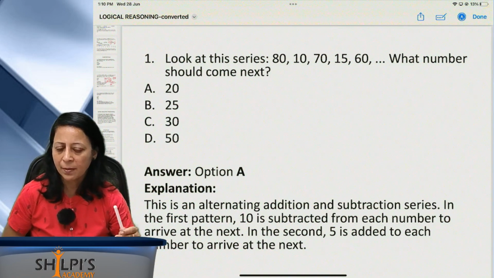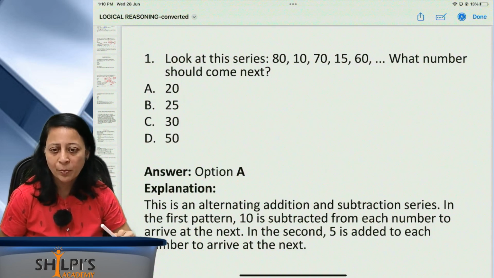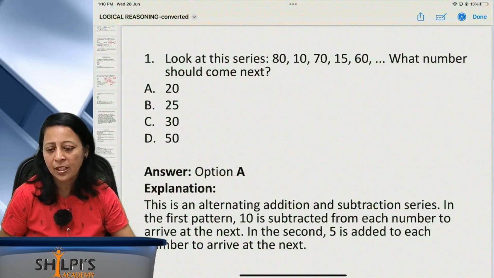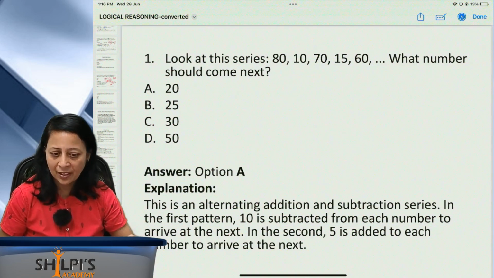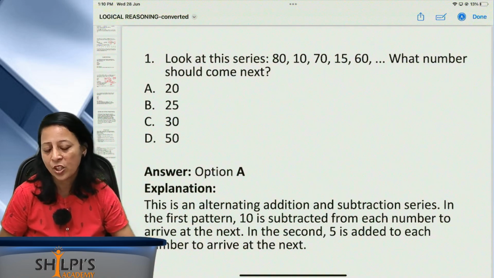So, this may be the pakka reason. Okay. So, that being the case, what should be the next number? This is an alternating addition and subtraction series. In the first pattern, 10 is subtracted from each number to arrive at the next. In the second pattern, 5 is added to each number.